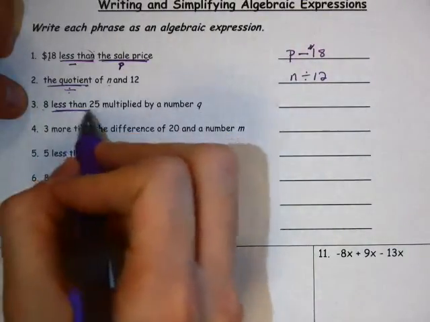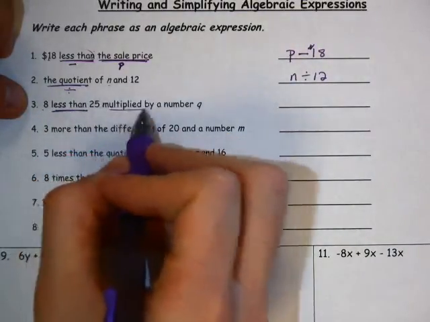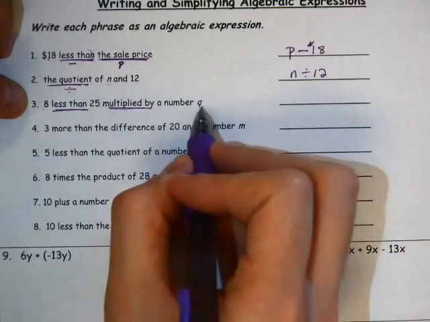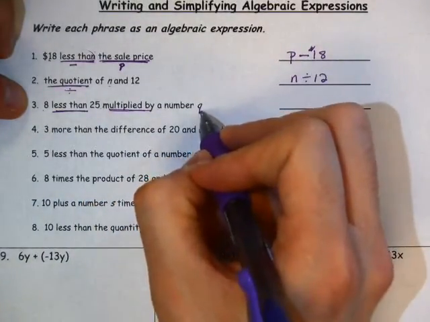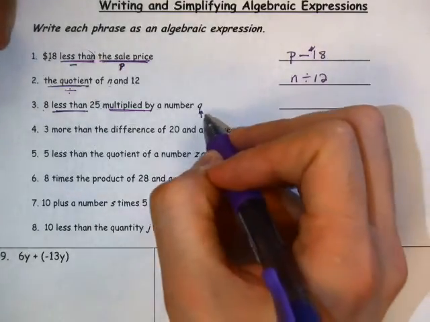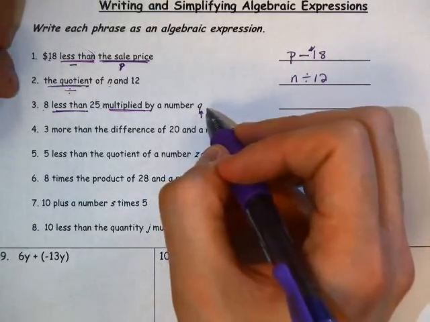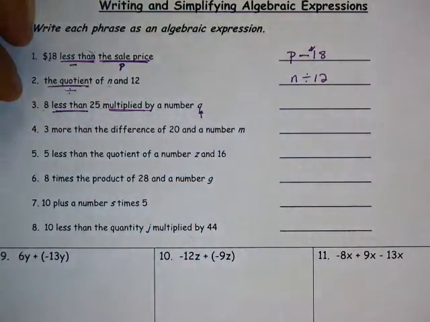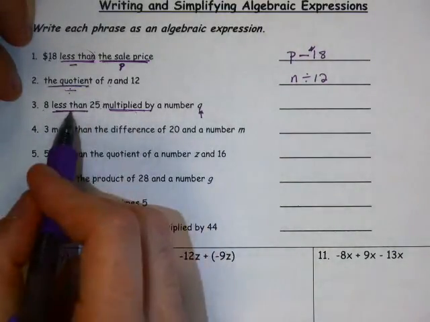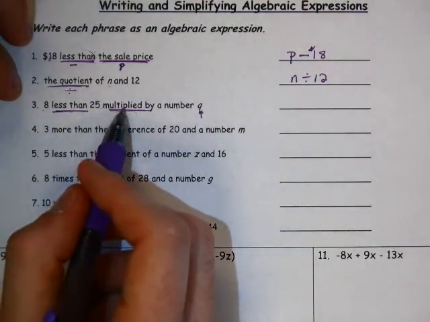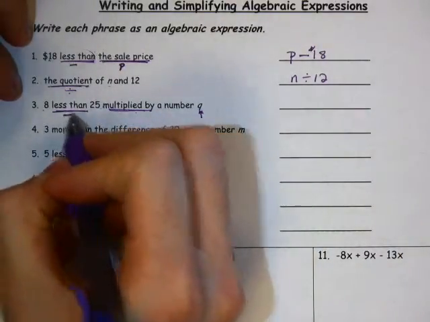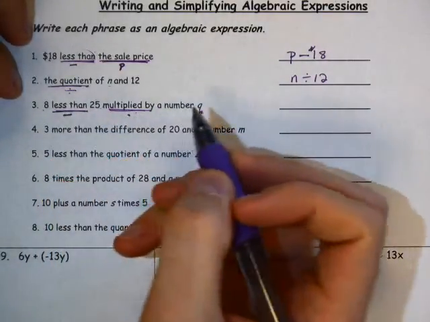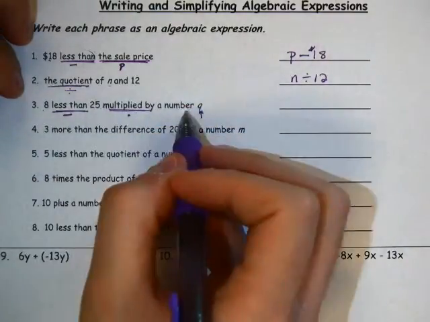8 less than 25 multiplied by a number q. All right, so a number q, that indicates that this right here, q, is going to be the number. It's a variable because we don't know what that number is. So we have a problem here. We have two keywords that tell us subtraction and multiplication. So now how do we deal with the order of the numbers?